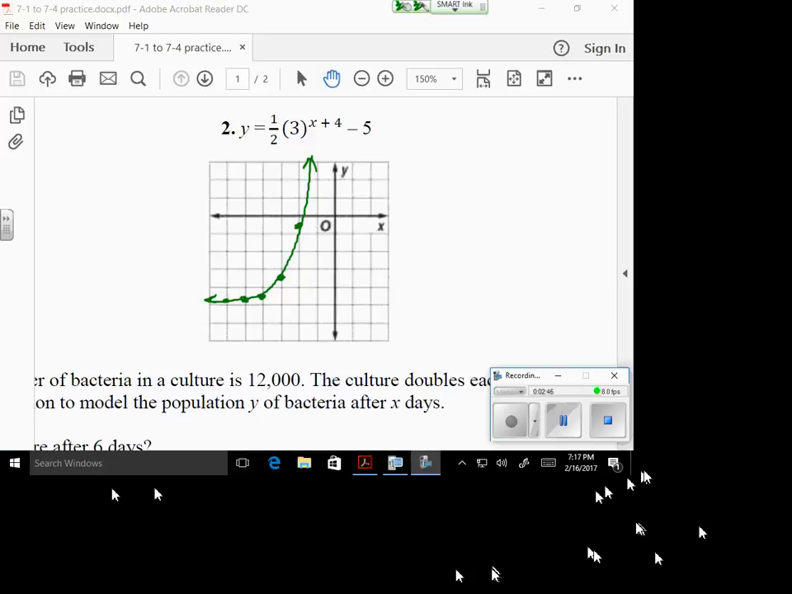If you don't change the scale and you go by ones, then this is all that you'll be able to show. Again, your domain is all reals, and your range would be the y's. Y would be greater than -5, because it's not going to go any lower than -5.